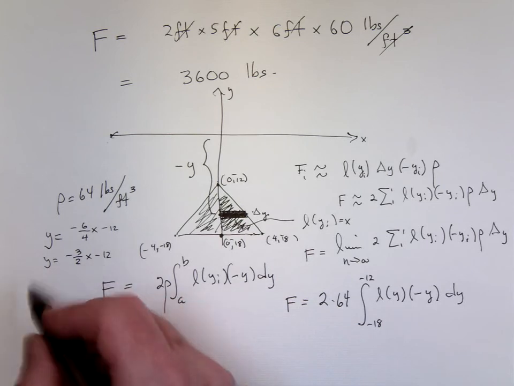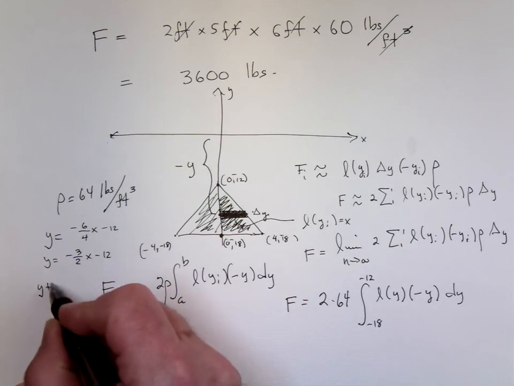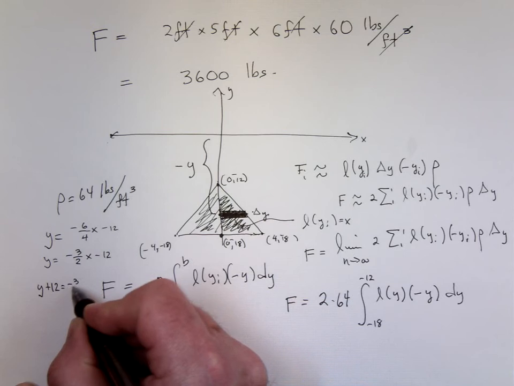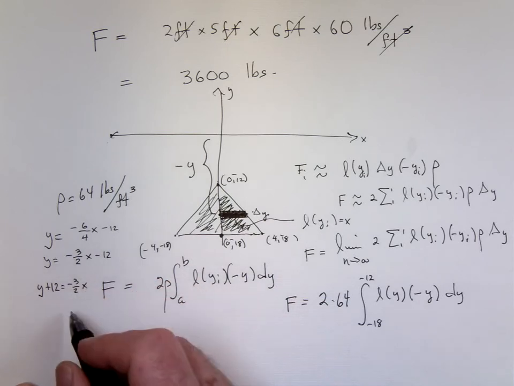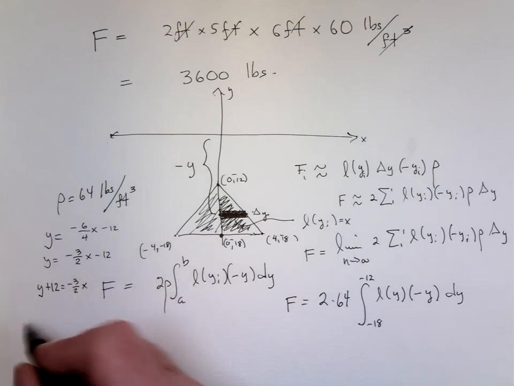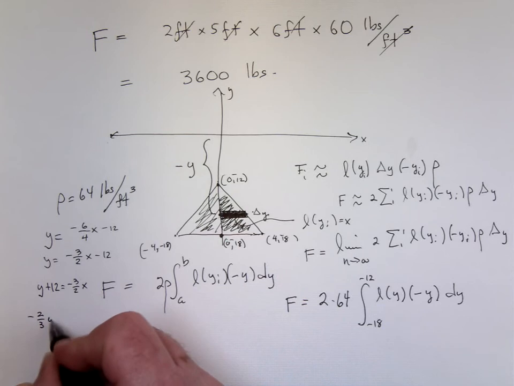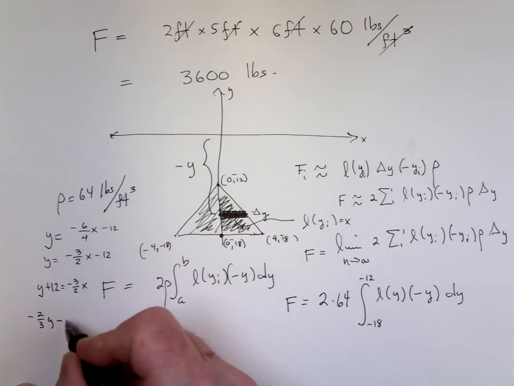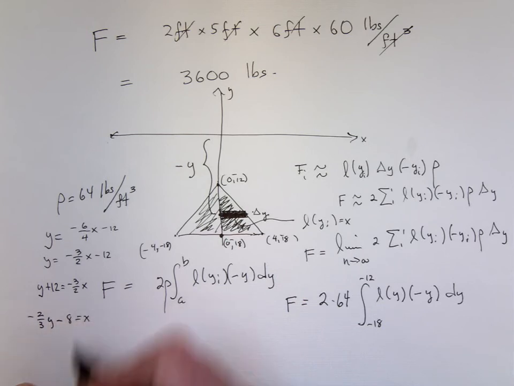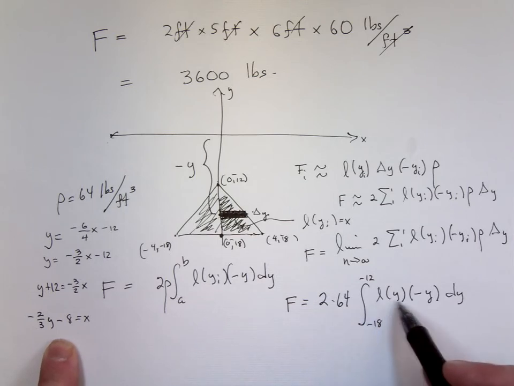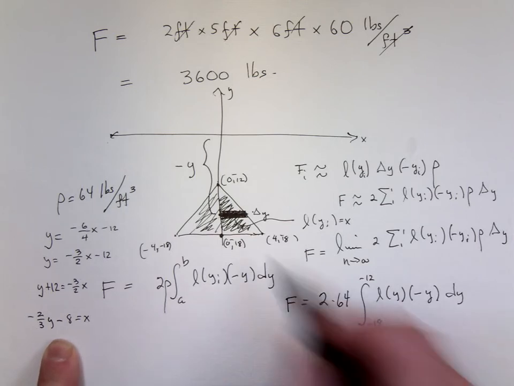Multiply by a negative 2/3. That's what x is. Okay, you with me? This distance y right here, this length in terms of y, which is x, the distance from the y-axis, is this. My force is 128.